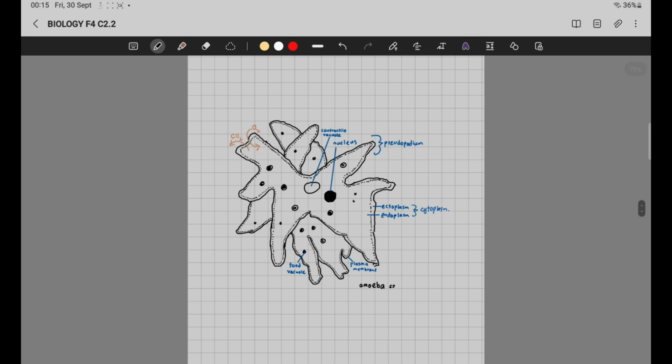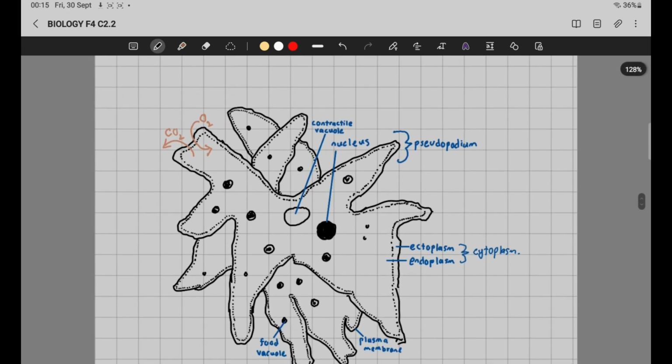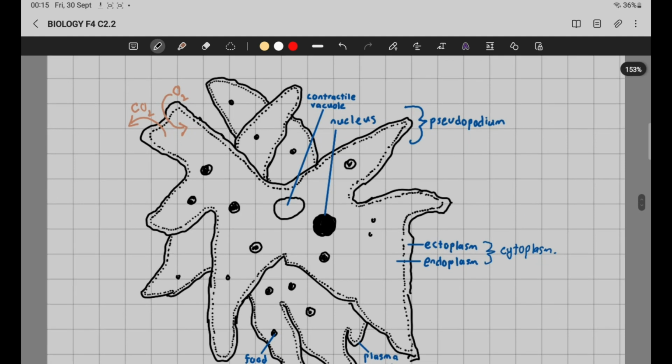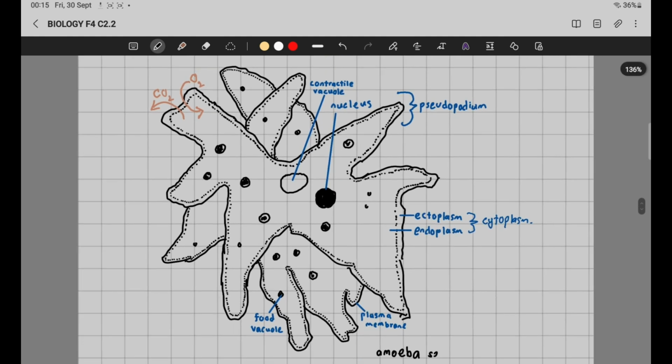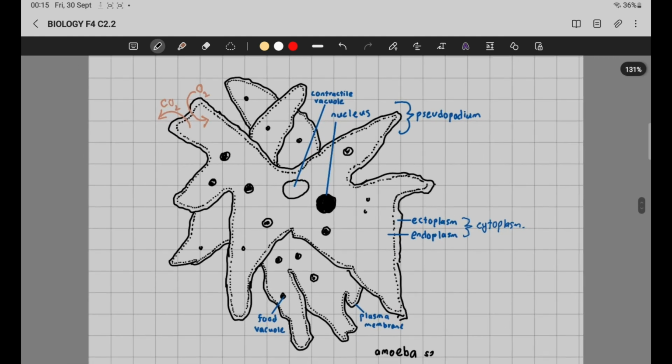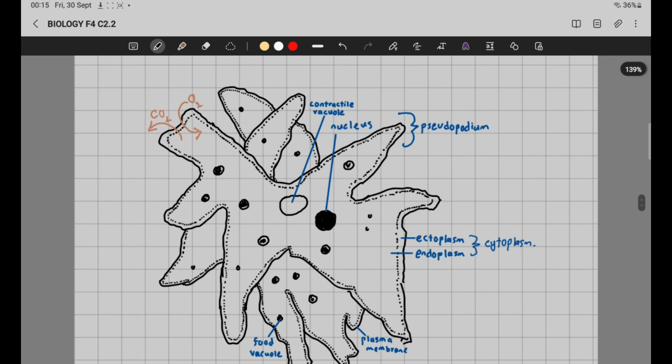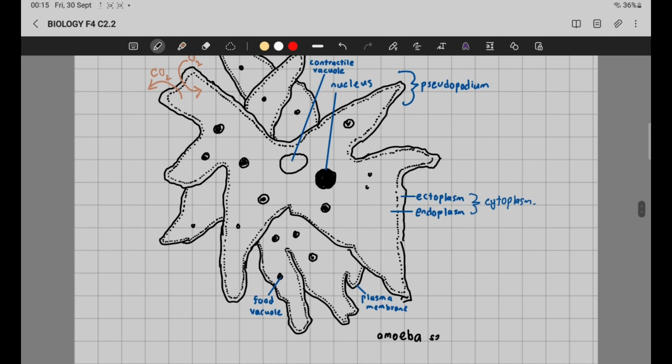So let's go to the amoeba, and as you can see here, this is the general structure of an amoeba, in which we have a contractile vacuole. You can refer to the last video, or I hope that you already remember the function of the contractile vacuole, so that will make our lesson easier. We have the nucleus in the center of the cell, with the pseudopodium. The pseudopodium means false leg.